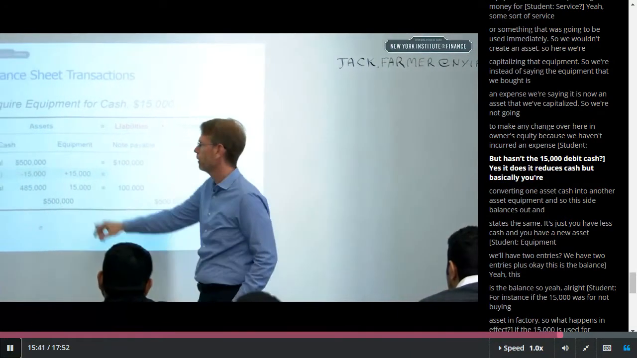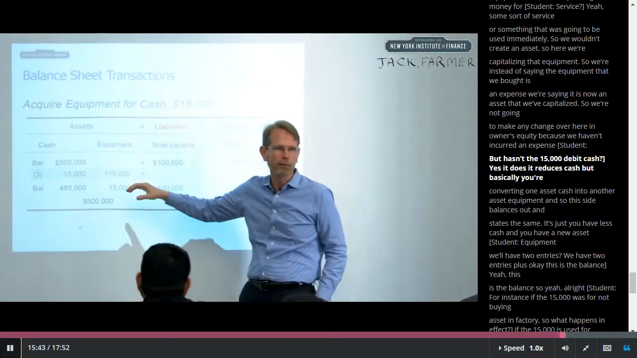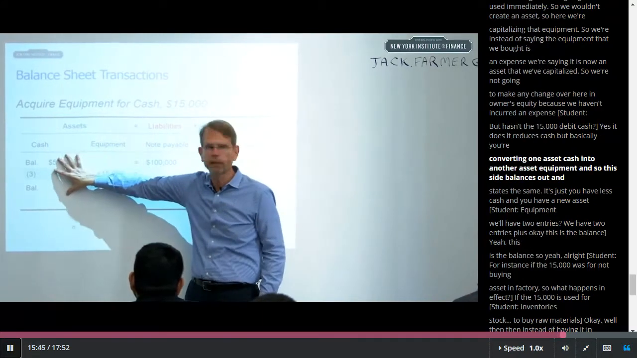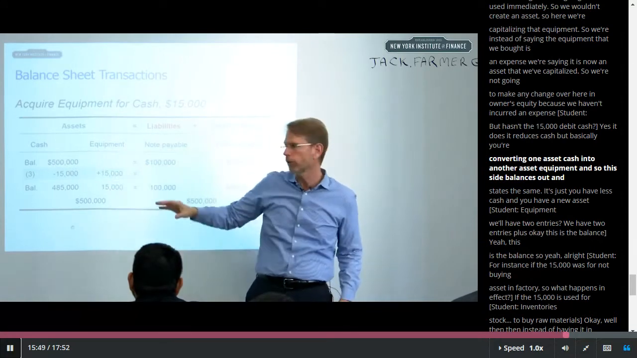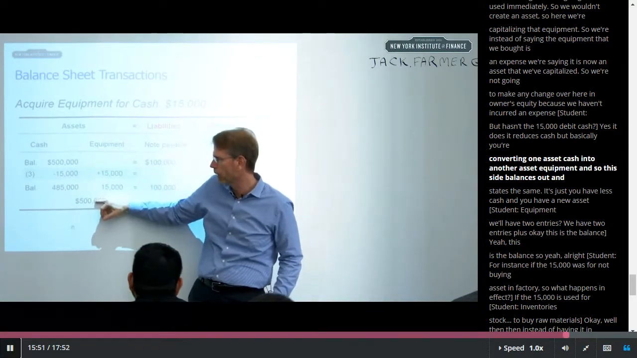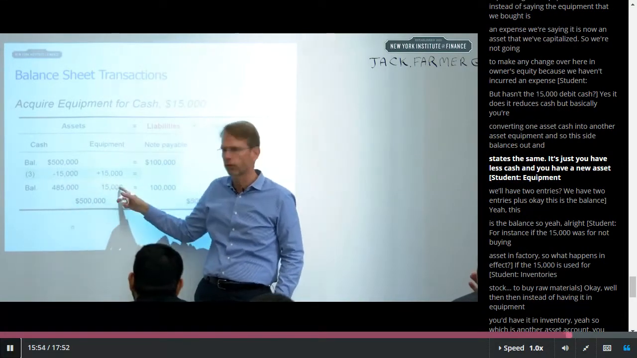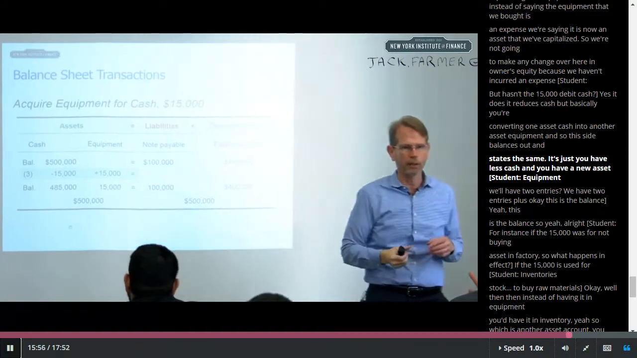Yes, it reduces cash, but basically you're converting one asset, cash, into another asset, equipment. And so this side balances out and stays the same. It's just you have less cash and you have a new asset.